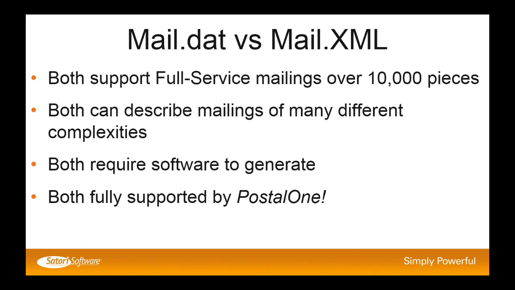They can represent mailings of all different types of complexities, everything from a straightforward automation standard mail all the way to mixed class co-mail and all the complexities thereof. And they both require some software to generate. So you'll need to have some type of pre-sortation part of your product in order to generate this information, which actually can be a good thing because it's going to contain all of that information, the postage statement, the qualification report, all the barcodes that are generated as part of that software, neatly packaged together in these two different options, and they're both fully supported by Postal One.